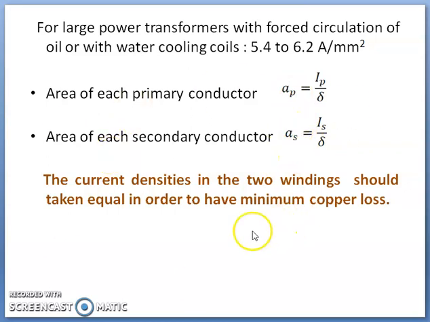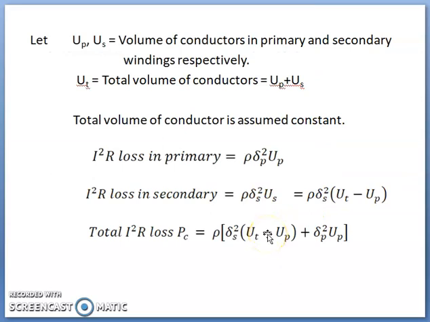But here, as per this statement, the current density in the two windings should be taken equal in order to have minimum copper loss. Say, as per this statement, if the current density for both the windings is taken the same, then the copper loss which occurs in the transformer will be minimum. Okay. Now let us see small derivations which will show how delta P and delta S give minimum copper losses.